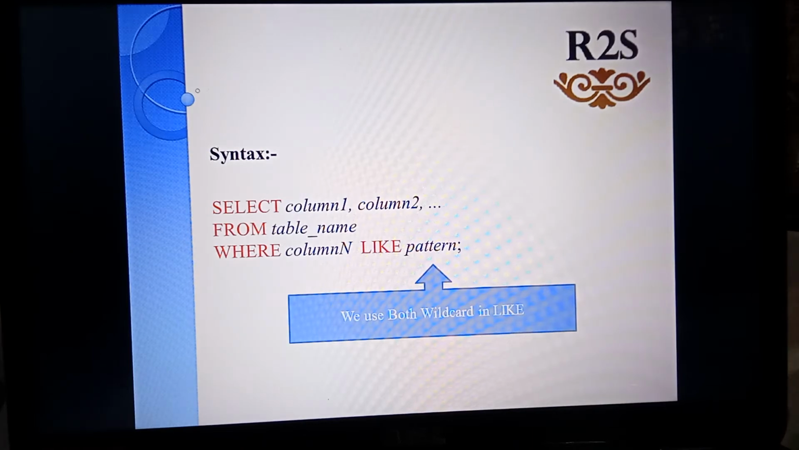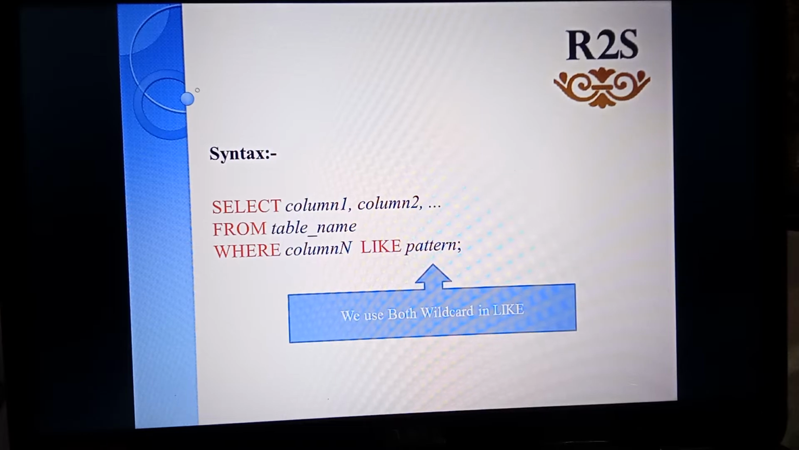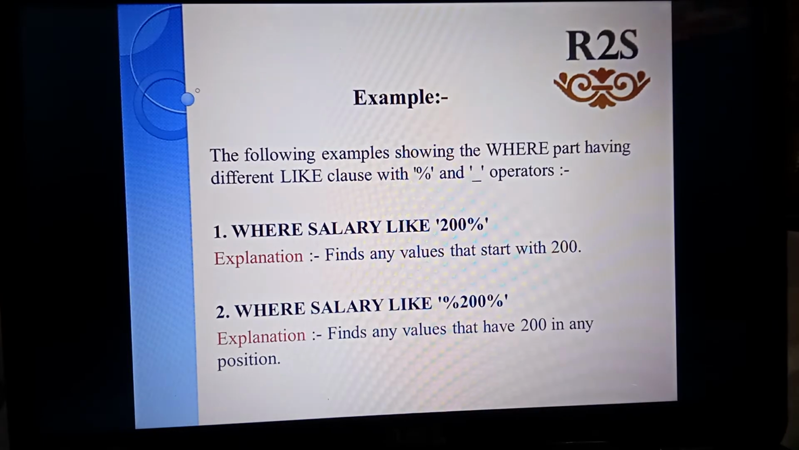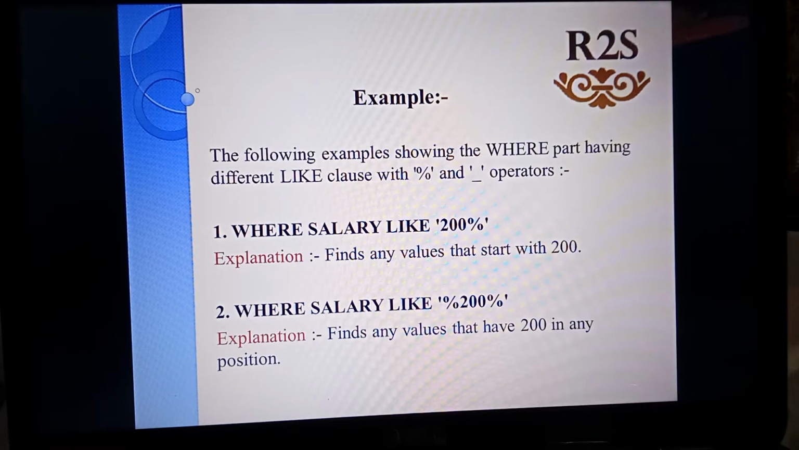As you can see in the syntax, the LIKE is used in a WHERE clause. A few examples are given which show the usage of percentage and underscore operators. First, find any value that starts with 200. As you can see, the percentage operator is used. In the second example, the percentage operator is also used, but at the first and the last, with 200 in the middle, and it will find any value that has 200 in any position.